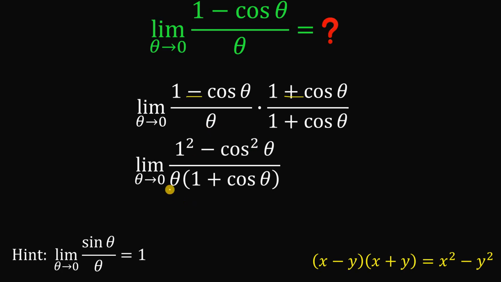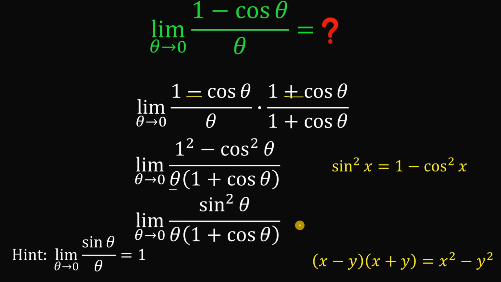Now, the denominator, don't distribute this theta to 1 plus cosine theta. Alright? And what we're going to do here is use some identity. So we have the Pythagorean identity: sine squared x is simply equivalent to 1 minus cosine squared x. Therefore, 1 minus cosine squared theta is simply equivalent to sine squared theta.